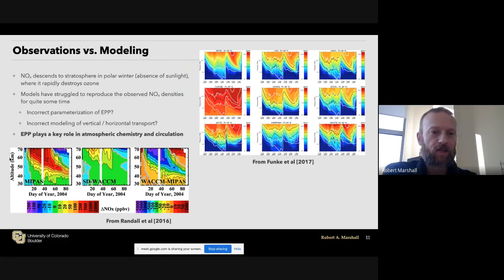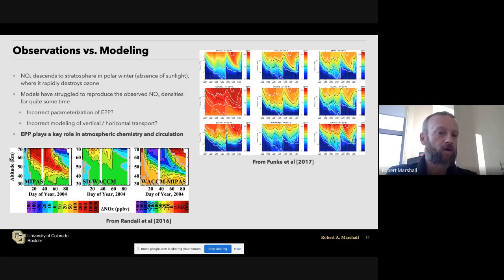But the focus here is on the effects of NOx. NOx is a set of molecules which has important effects in the upper atmosphere, one of which is being destructive to ozone. NOx can be created in the mesosphere or in the lower thermosphere. And in the absence of sunlight, it can actually last a very long time and descend to the bottom of the mesosphere and into the stratosphere. And then when it reaches ozone, it'll actually reactively destroy ozone.